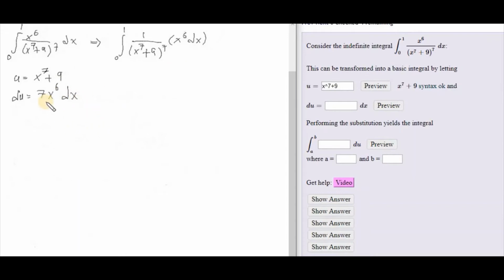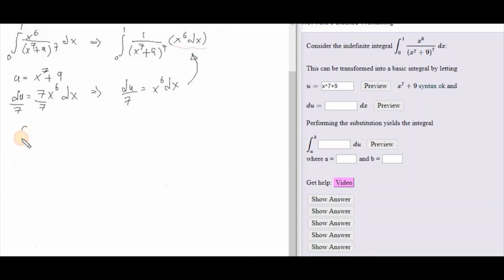Notice how in this case I have 7x to the 6th power dx, but in the original integral I have x to the 6th dx. So I need to remove this 7. I'm going to divide both sides by 7. So now I will have du over 7 is equal to x to the 6th dx, which is this amount. I am going to substitute everything into the original integral and turn it into an integral in terms of u. So I will change that integrand and differential into the new integrand and the new differential.